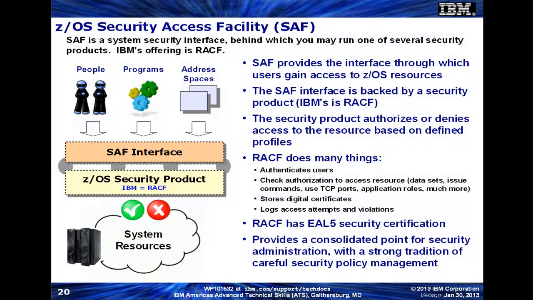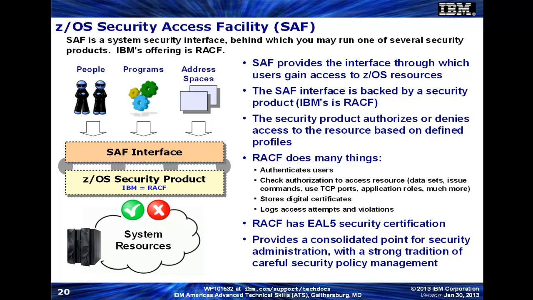The security infrastructure on zOS is provided through an interface called SAF, System Authorization Facility. Behind that interface will be a security product. IBM's product is RACF, Resource Access Control Facility. RACF is far more than just a user ID and password checking mechanism, though it does that as well. RACF provides a mechanism to control access to resources on the system. The access control applies to people who are on the system, application programs that are running on the system, and address spaces that are created as part of overall processing.